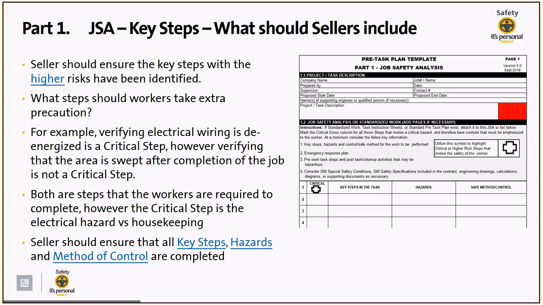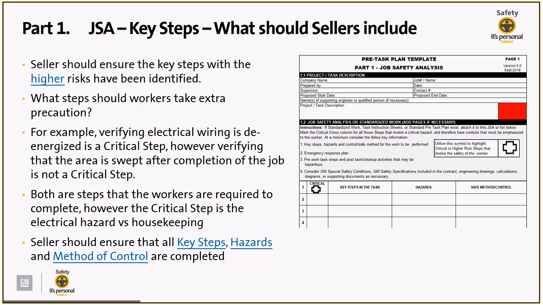For example, verifying electrical wiring and de-energizing is a critical step. However, verifying that the area is swept after completion of the job is not a critical step. Both are steps that the workers are required to complete. However, the critical step is the electrical hazard versus housekeeping.